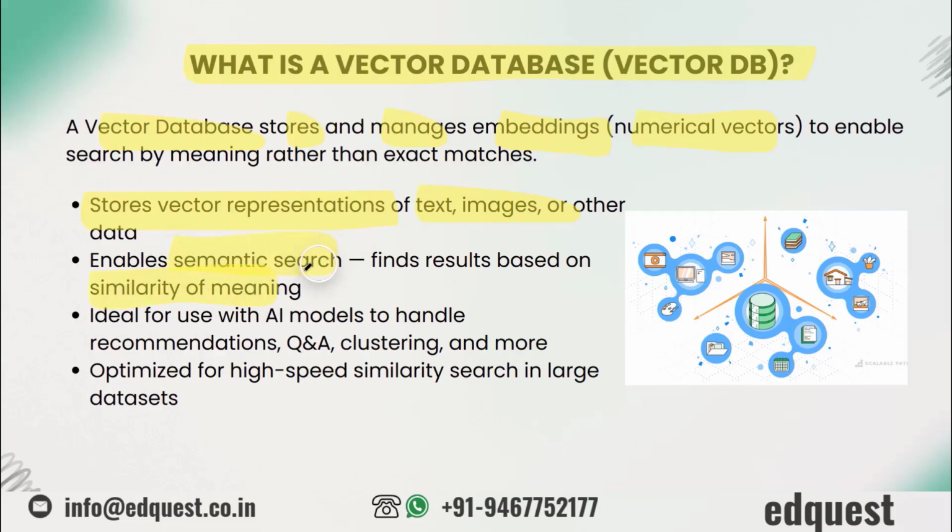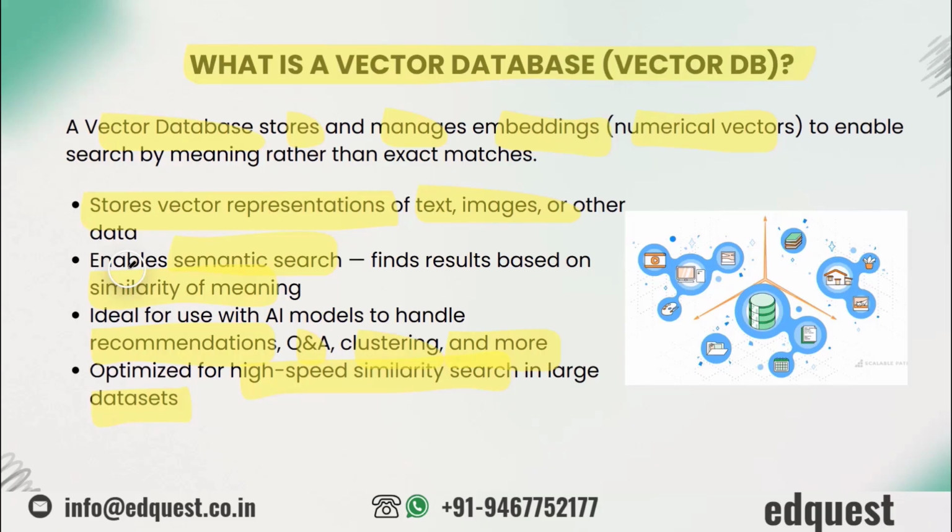For example, if you search for how to bake a cake, it can return results like cake recipe or oven tips, not just exact matches, but things that are similar in meaning. These databases are optimized for high-speed similarity search even in large databases, which is why they are perfect for recommendation systems, Q&A tools, clustering tasks, and more. So in simple words, if embeddings are the language of AI, vector databases are the library where they are stored, searched, and used.